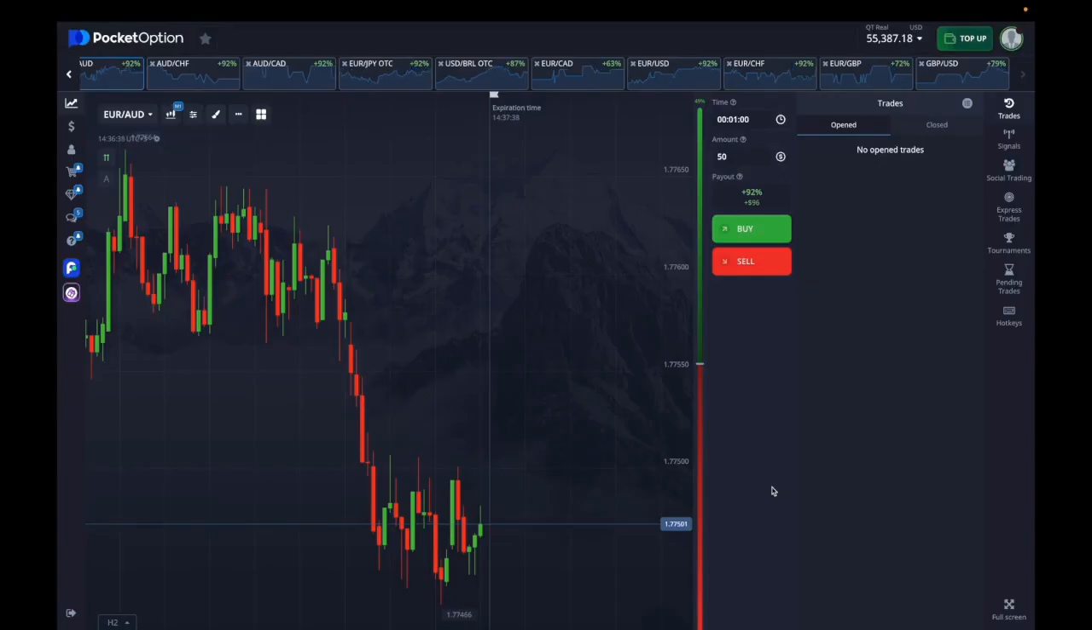In this video, I would like to show how to use a trading strategy with the Relative Strength Index or RSI and how I apply it for quick trades on the 1-minute time frame with a 1-minute expiration.